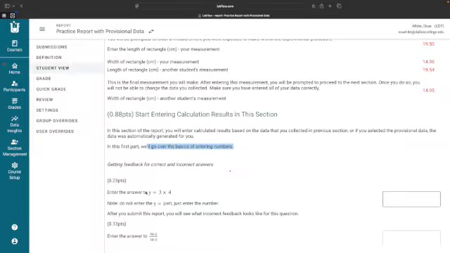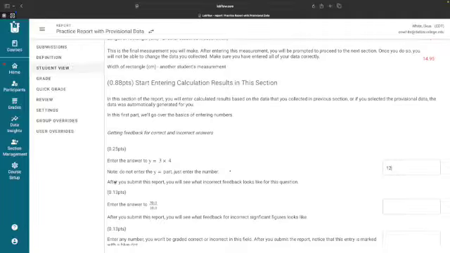Enter your answer to y equals 3 times x. So I'm guessing I'm going to put here 12. We'll see how that plays out. Okay. After you submit this report, you will see the incorrect feedback. What incorrect feedback looks like for this question. Wait, what do you mean? How are they assuming I'm wrong?